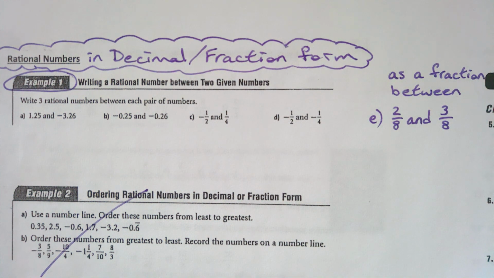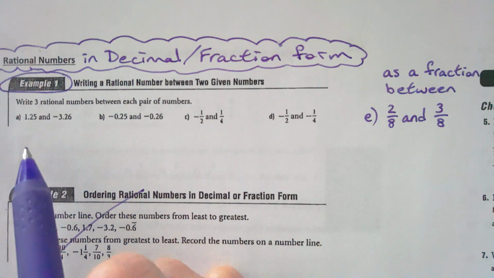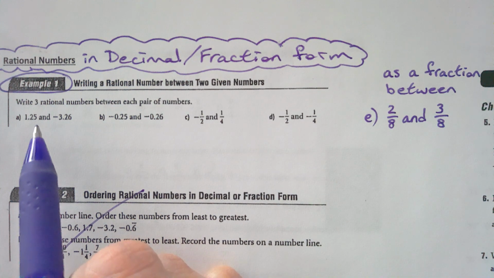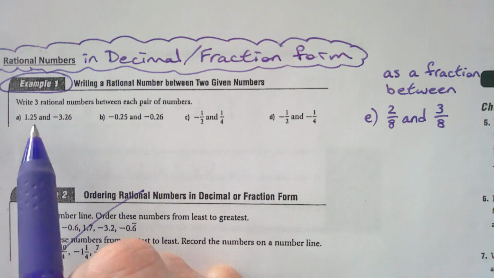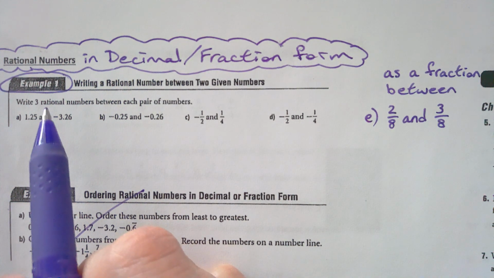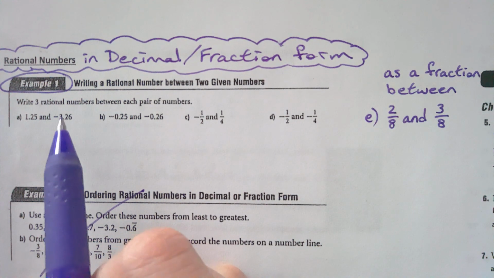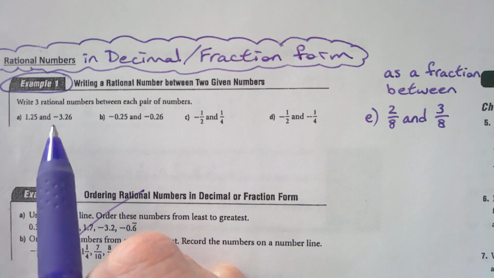Okay, so write 3 rational numbers between each pair of numbers. Remind each other, what are rational numbers? What are rationals? Right, anything. Any decimals, any whole numbers, any integers, those are all rational numbers. Can it be positive and negative? Yeah. Okay. So in this case, I just want any three numbers between these two decimals.